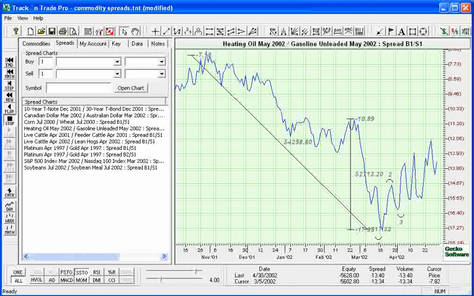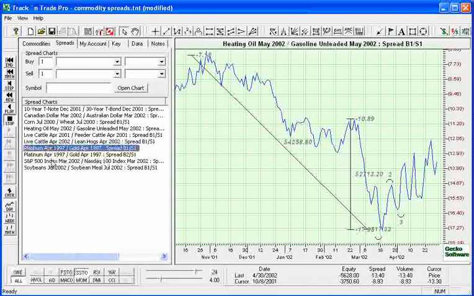Another classic intermarket spread to me is the gold platinum spread. Now, typically when you look at the gold platinum spread, we want platinum over gold. Which one do you want to pull up here?